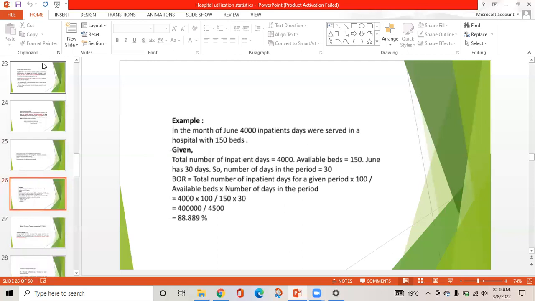An example is given. In the month of June, 4,000 inpatient days were served in a hospital with 150 beds. Given the total number of inpatient days, 4,000, and available beds, 150, with 30 days, the number of days in the period is 30. Bed occupancy rate is calculated by multiplying 4,000 by 100 and dividing by 150 times 30. And the bed occupancy, that is the final result in this situation, is 88.9%.